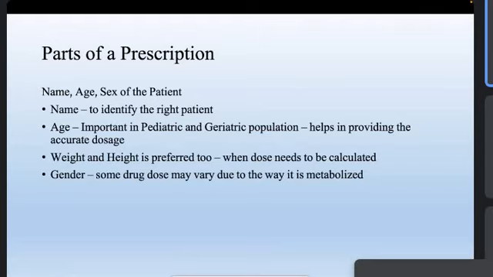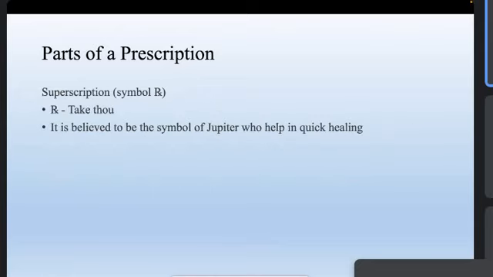Gender, okay, so gender again, why? Because of the way metabolization happens. This we will see later. So some of the drugs, women tend to metabolize more quickly and try to get the effect quickly, whereas males will take more time. So there are a few factors there which we'll see later.